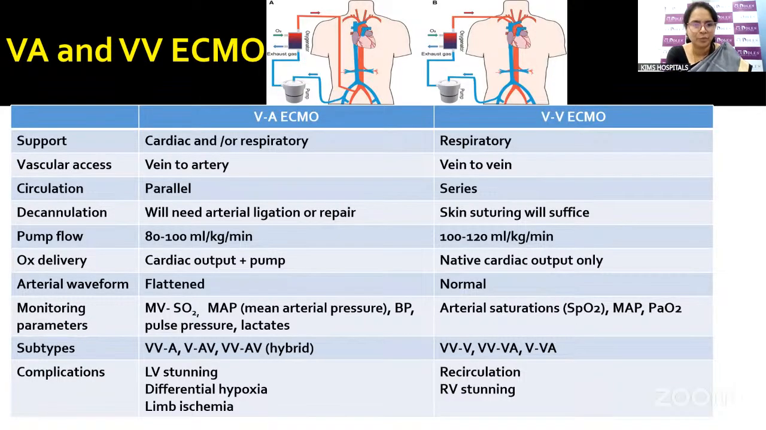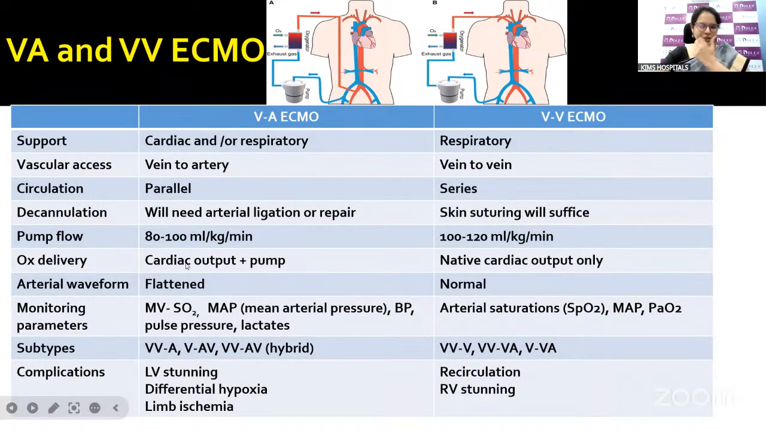100 ml per kg per minute in VA ECMO and slightly higher at 100 to 120 ml per kg per minute in VV ECMO. Oxygen delivery to the patient is taken care of only by the native cardiac output, or by the patient's own heart, in VV ECMO, whereas in VA, it is taken care of both by the ECMO pump as well as by the patient's native cardiac output. So if you look at the arterial waveforms, it might appear flattened in VA ECMO. It might appear non-pulsatile, but pulsatility will be preserved when the patient is on VV ECMO.